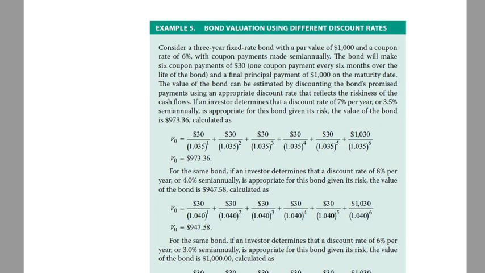So we can see that the value of the bond is the present value of the cash flows. Okay, in the first case, they're using a discount rate of 7%. That's how we're going to calculate the price of a bond. It's being sold at a discount here.